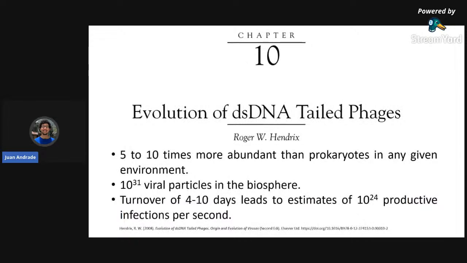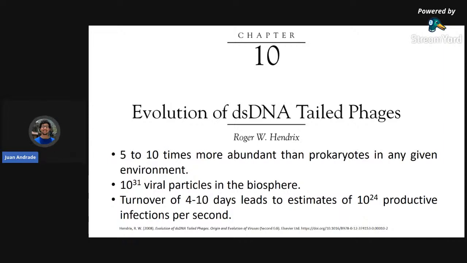So, as I mentioned, I began this project about 4 years ago, and one of the first texts that I read about viral evolution, since we're going to be talking specifically about that, was this book chapter by Roger Hendricks, which gives us an idea of how hard it is to work with precisely the evolution of viruses. And he begins the chapter by giving us some figures to demonstrate this point.